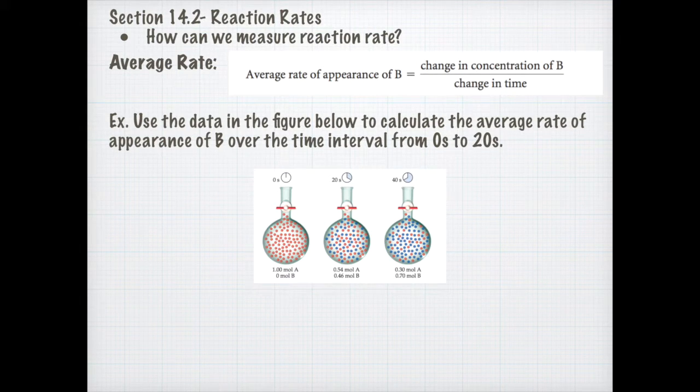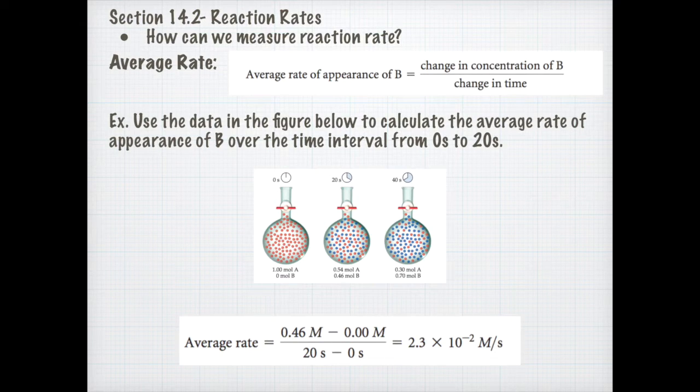So what I'm going to do is I'm going to look at the final concentration of B, which is, assuming this is in 1 liter, let's say it's 0.46 molar because it's 1 liter. So that's its final concentration, so 0.46 molar minus 0 molar. And then I'm going to divide that by the time, so 20 seconds minus 0 seconds. And what I get for my average rate is 2.3 times 10 to the negative second molar per second. So that's how you find average rate.